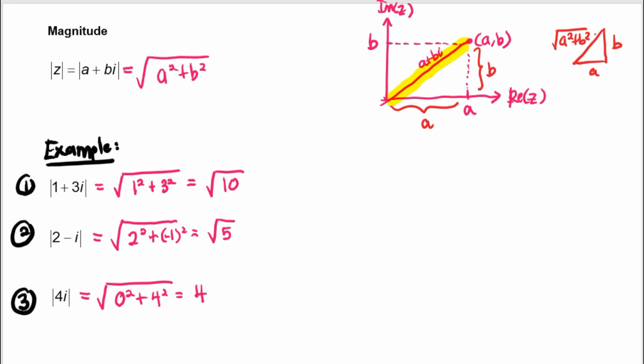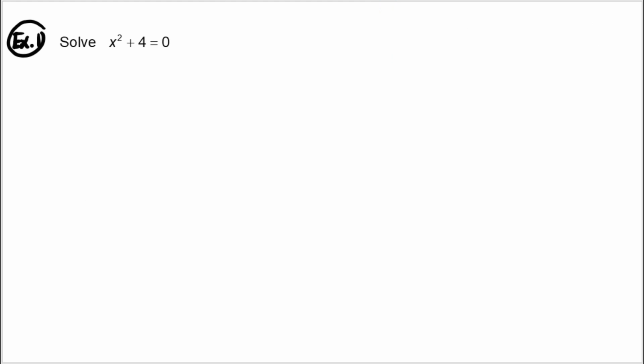So easy. Now we want to solve the complex number equation. Suppose we have x squared plus 4 equal to 0. So how to solve this one? Actually we should start with x squared equal to -4. So we want to remove that square, so we'll have to take the square root. So recall that when we take the square root, it should be a plus minus. So there should be a plus minus here.